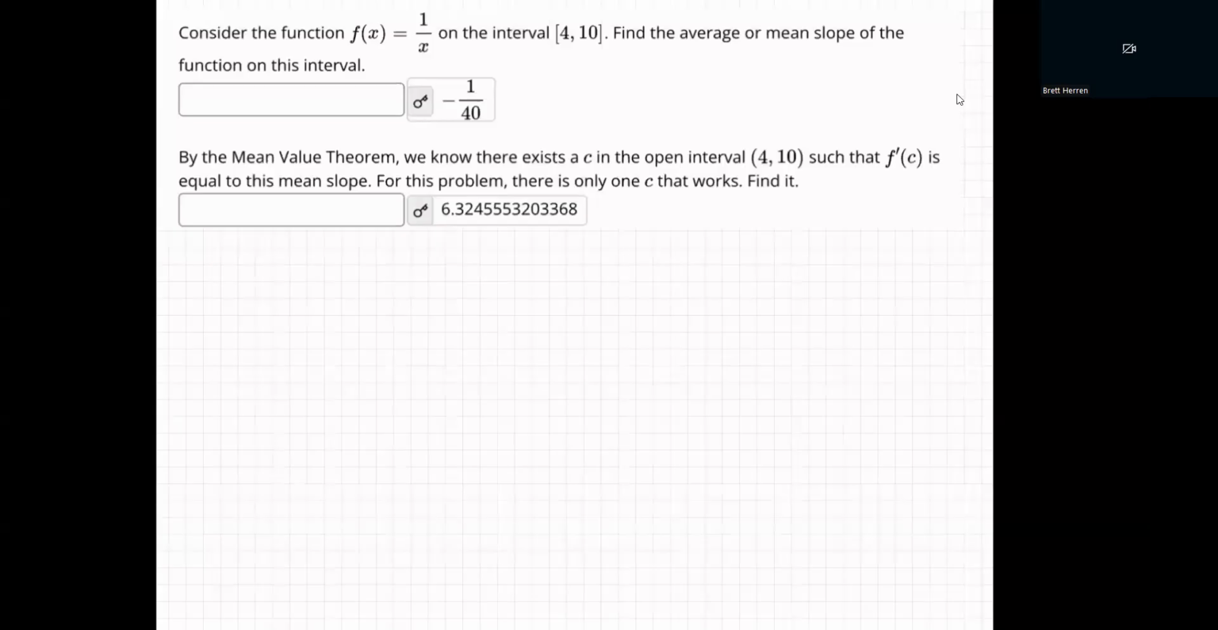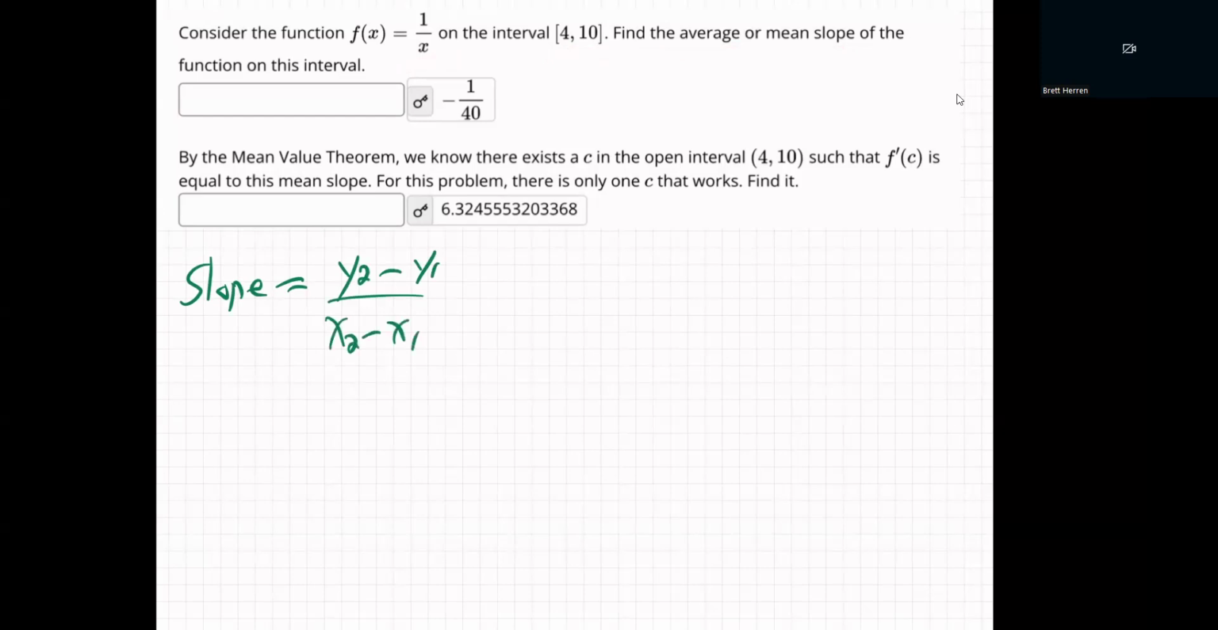In this question, we've got a function, 1 over x, on the interval [4, 10]. We'll find the average or mean slope. So the slope is y2 minus y1 over x2 minus x1.